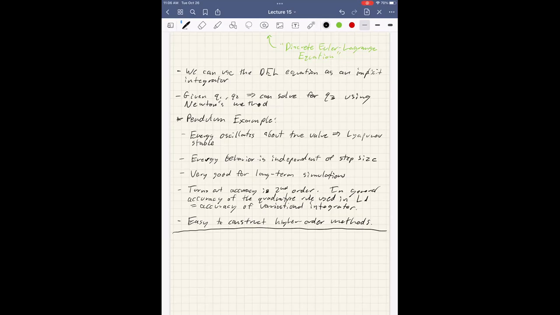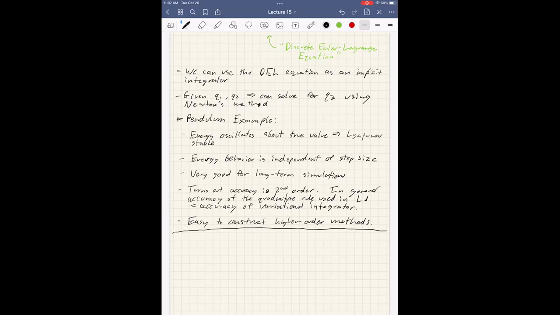So usually, when we say order of accuracy, it's accuracy in terms of H. It's like the order of a polynomial in H. So when we talk about order with Runge-Kutta methods, it's really saying how much faster the solution gets better as I shrink H.